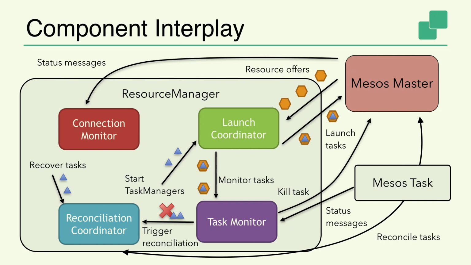Additionally, it receives from the Mesos master periodically resource offers, and it tries to match these resource offers with the tasks to start, and tells Mesos after matching where to start the tasks. Additionally, it notifies the task monitor about the launched tasks. Once Mesos has started the Mesos task, which runs the task manager, the task monitor receives status messages from this Mesos task and can tell whenever a task, for example, has died.